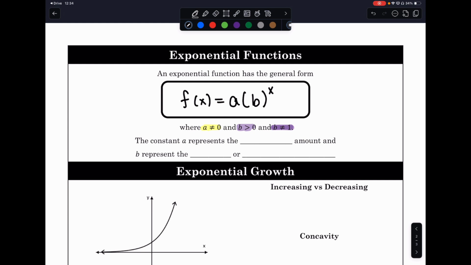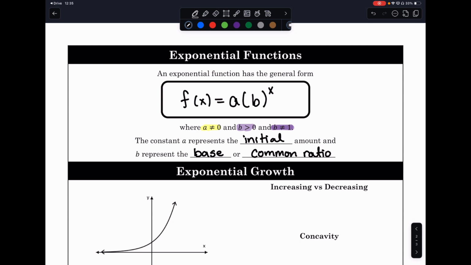Now, a represents your y-intercept. It represents your initial amount, the amount that we're starting off with. And b represents the base of the exponential formula, or we tie it again to a geometric sequence as the common ratio. So these exponential functions behave exactly like a geometric sequence, with the exception that these things are continuous, they're connected, and they have a common ratio.